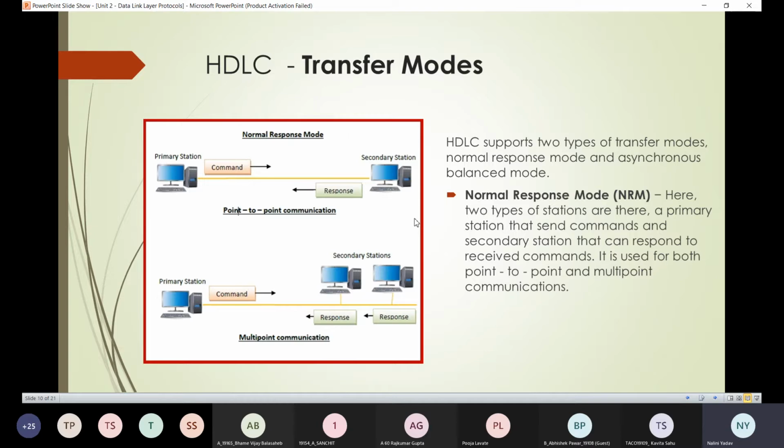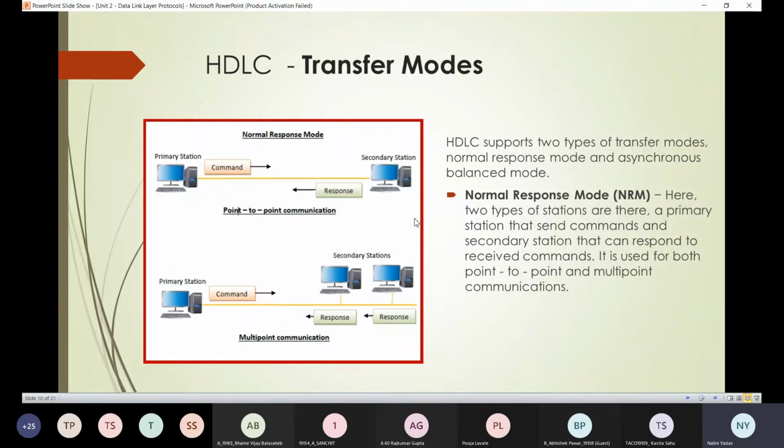So I hope you understood point-to-point communication and multi-point communication. In point-to-point communication, a single primary and single secondary station are there, and they communicate with each other. In multi-point communication, we have a single primary station and multiple secondary stations. These multiple secondary stations can send responses at a time. Now let's look at the transfer modes. There are two types of transfer modes in HDLC. These are normal response mode and asynchronous balanced mode.